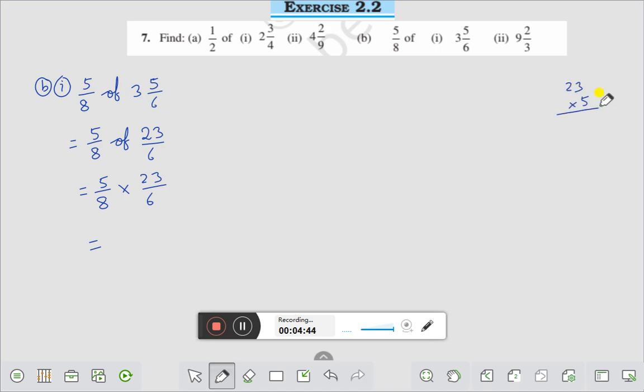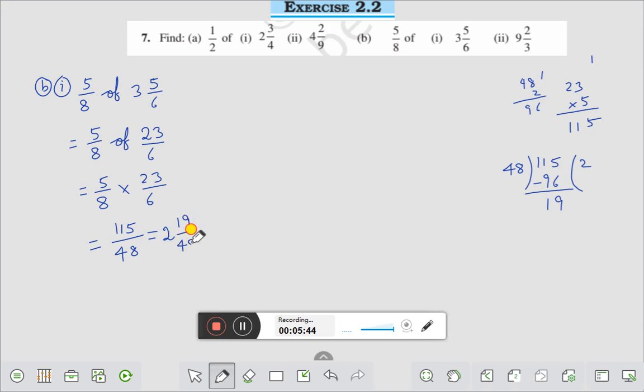Now if you multiply 23 with 5, 5 threes are 15, carry 1, 5 twos are 10 plus 1, that is 11, 115. You are getting 115 by 6 eights are 48, 48. Now divide 115 by 48. If you multiply 48 with 2, 2 eights are 16, carry 1, 6, 2 fours are 8, 1, 9, 96. You subtract it, 19. That is, you are getting 2 whole, remainder is 19 and divisor is 48. 2 whole 19/48 is the answer.